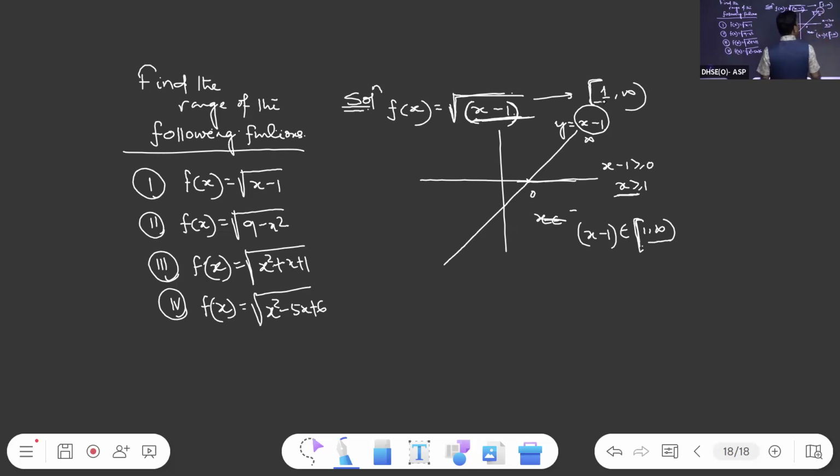Is it clear to you? Did you understand, guys? Let me know through the chat box. Is it clear? Amrita? Vibhu Prasad, is it clear?